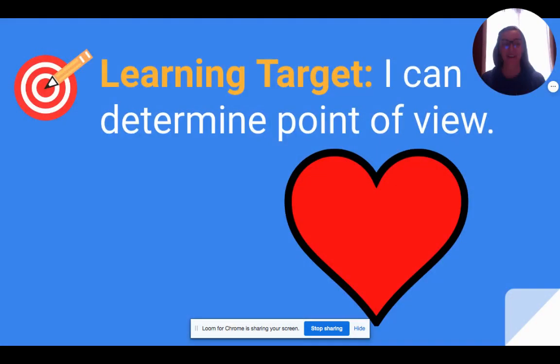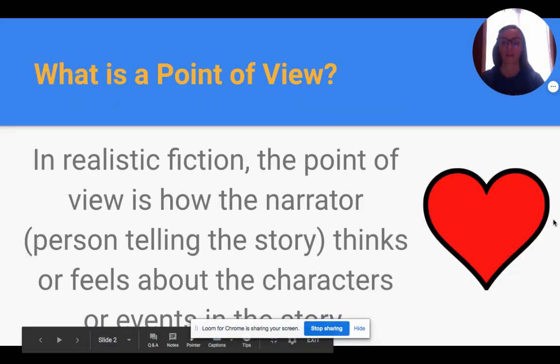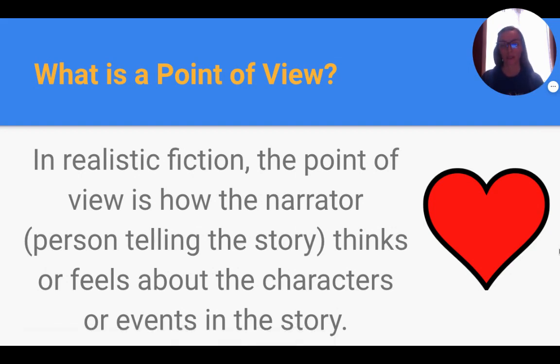Today the learning target is I can determine point of view. So what is point of view? In realistic fiction, the point of view is how the narrator, or the person telling the story, thinks or feels about the characters or events in the story. As we continue the lesson, this is going to make more sense to you.